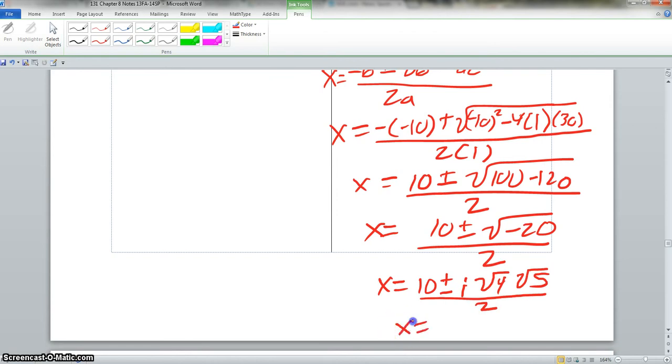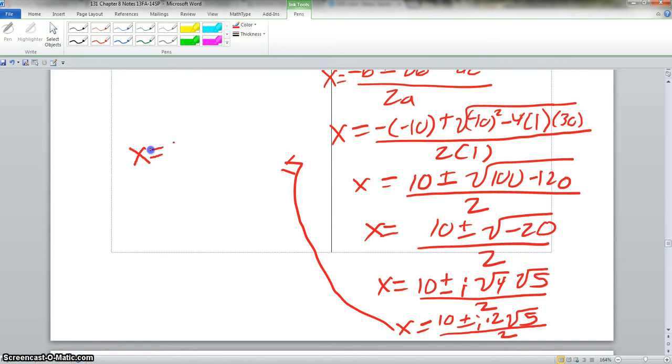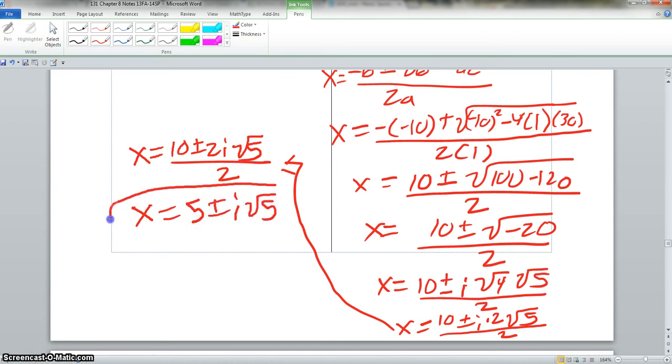So this will give us x is equal to 10 plus or minus i times 2, square root 5, all over 2. So let me write the rest of this over here. We have x is equal to 10 plus or minus 2i square root 5 all over 2. Now if you notice, all three of these terms have 2 in common, so we can simplify out 2. That'll give us 5 plus or minus i square root 5.